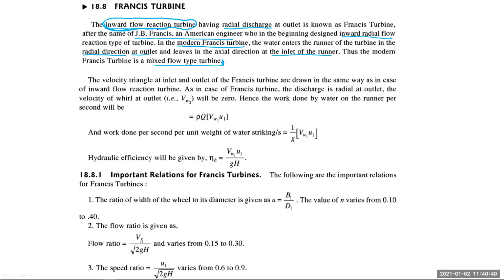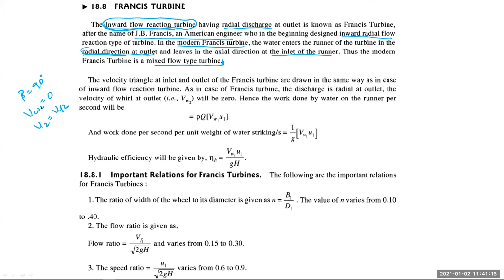Inward flow reaction turbine means your velocity triangle diagram, everything will remain the same. What is going to change here? As you can see here, the radial outlet is there. So beta will be 90 degrees, and you know that when beta equals 90 degrees, keep this in your mind, VW2 will become 0. V2 will be equal to VF2, if you remember the previous velocity triangle diagram.